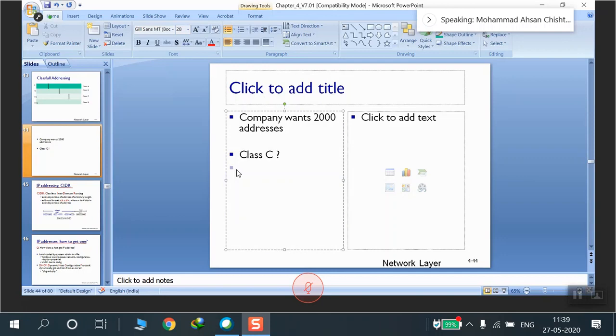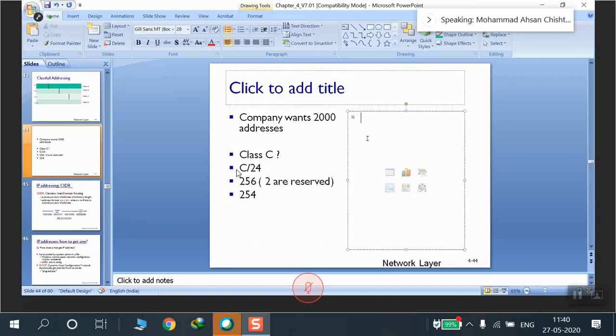If we use class C, what is class C? It is /24, which means 24 bits are for the network part, and the remaining 1 byte, 2 to the power of 8, is for the host part. And how much is 2 to the power of 8? We have 256, out of which 2 are reserved. So we have only 254 which can be given with the help of class C.